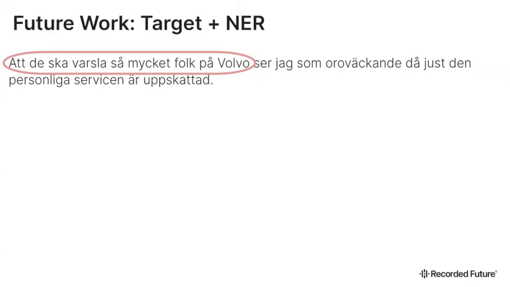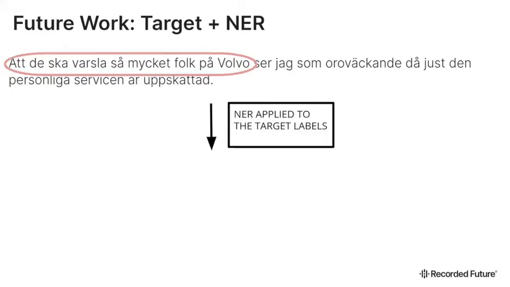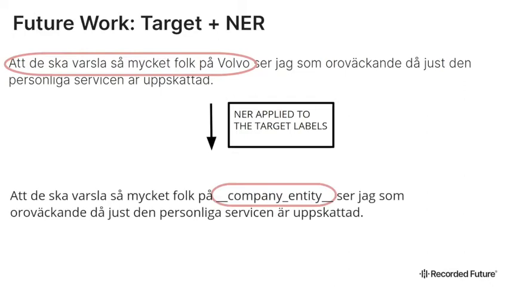So for instance, in the case of the target for sentiment analysis, we get a whole clause as the target, and this might be useful or not depending on your use case. So what happens if we apply our named entity recognition on the target labels? Then we would highlight Volvo, the company entity, as the target, and this might actually be a way for you to classify the information you're looking for. So please be creative.